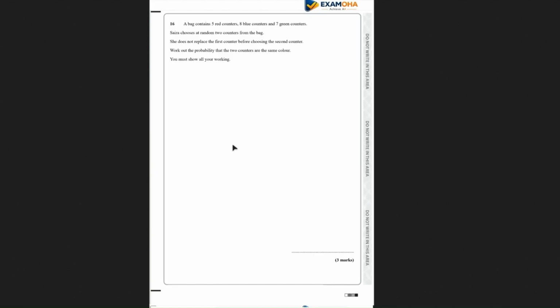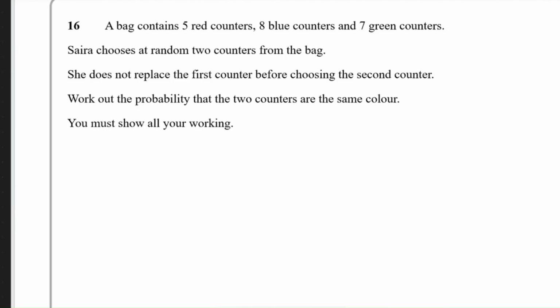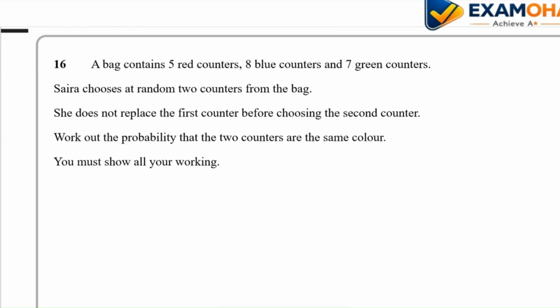This question: a bag contains 5 red counters, 8 blue counters, and 7 green counters. Syra chooses at random 2 counters from the bag. She doesn't replace the counter before choosing the second counter. Work out the probability that the two counters are the same color. So before we go to the same color, let's check the total number of counters we have. It's 5 plus 8 plus 7: 7 plus 8 is 15, 15 plus 5, the total is 20.